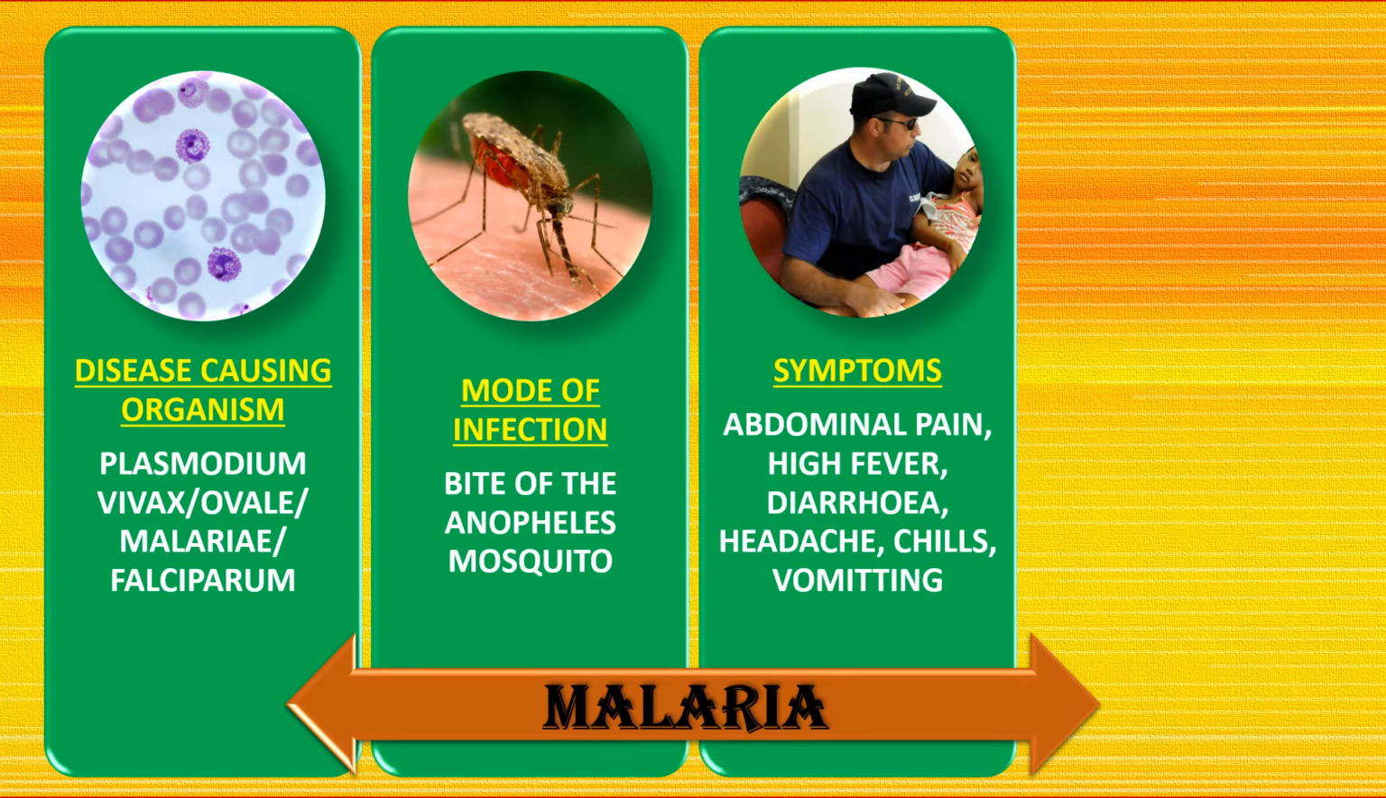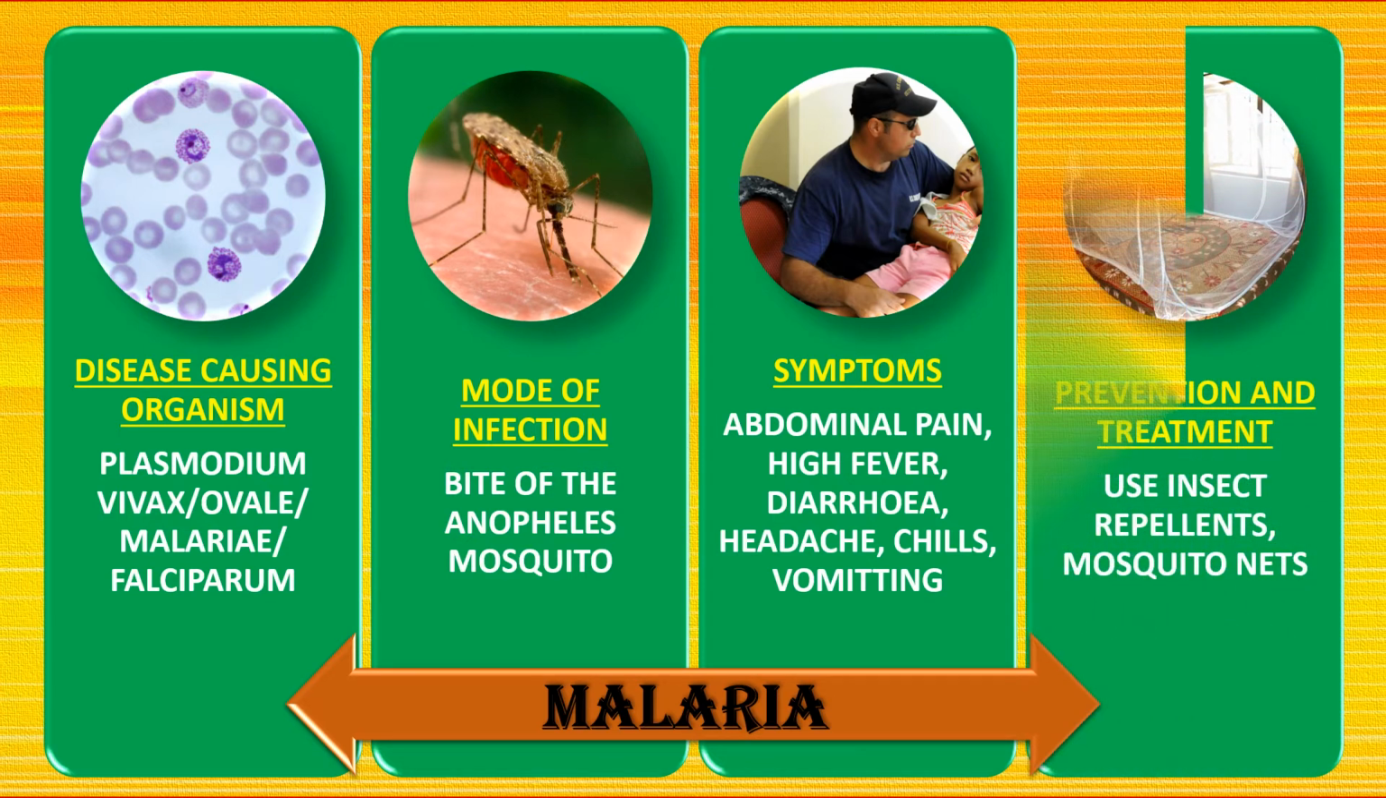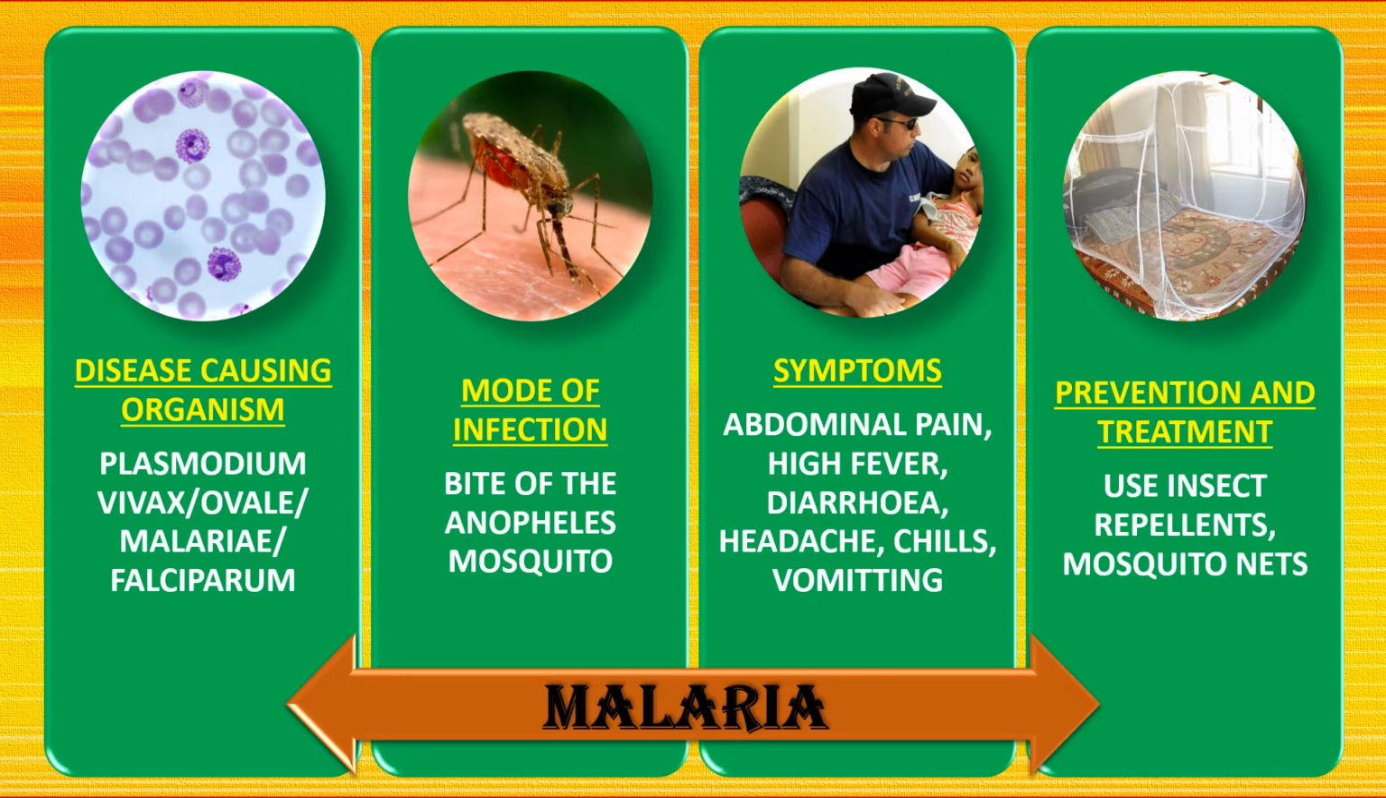The symptoms are pain in the stomach, high fever, diarrhea, headache, chills, which means we feel very cold and shivery, and vomiting. To prevent this, we need to use insect repellents like Odomos, especially when we are going into places where there are lots of mosquitoes. And when you sleep, you can use a mosquito net.